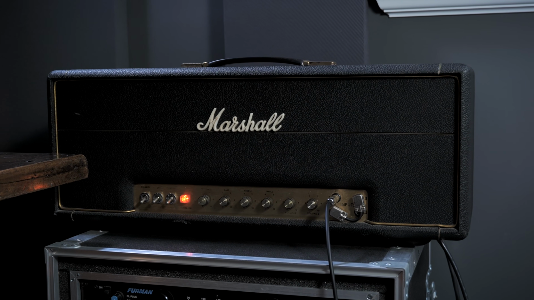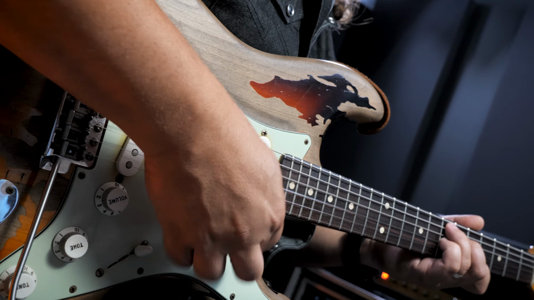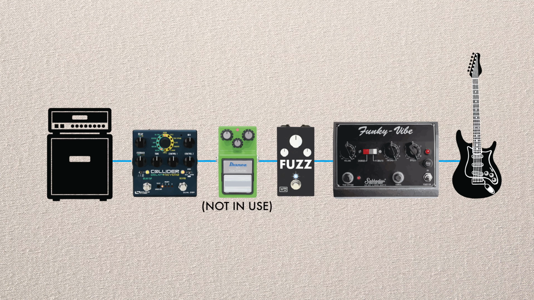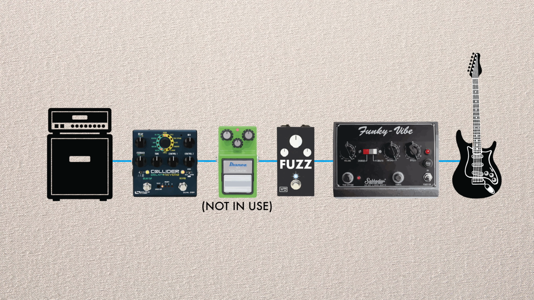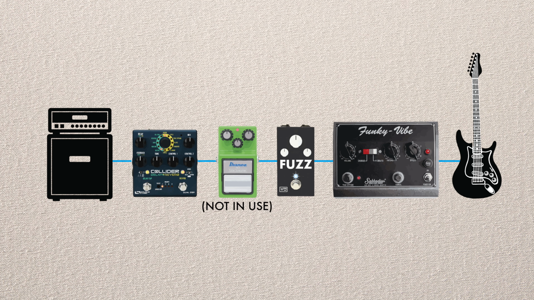I'm going to be using a Marshall Super Lead 100 from the late 60s in my Rory Gallagher Strat. The signal path for this example is going to be guitar, Uni-Vibe, then fuzz, and then it's going to go straight into the front of the Marshall, and we're going to hear a little bit of reverb from the Source Audio Collider just set to a light plate.